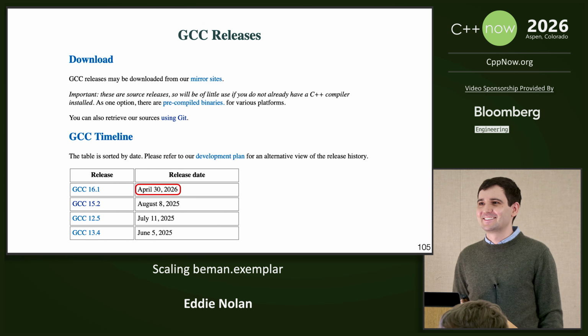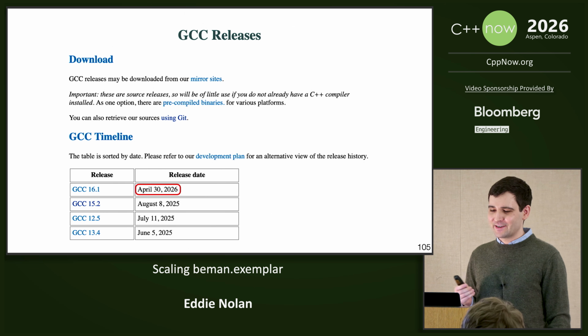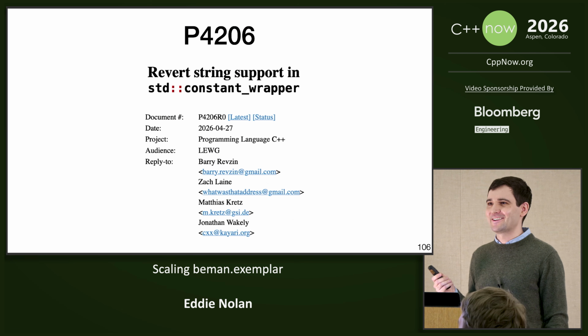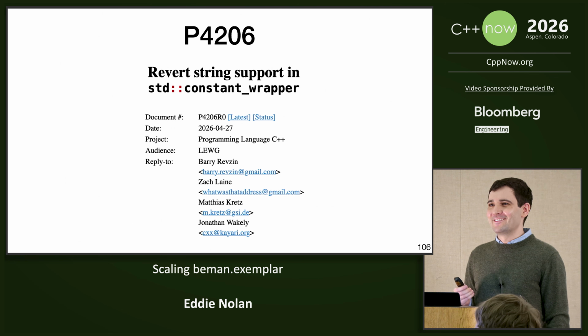If only the committee could decide that. And that's kind of a great story, but the story is over now. constant_wrapper is now in a shipping compiler and a shipping standard, so there's definitely no way that the committee is going to change its mind again and change the design of constant_wrapper in a way that breaks my library one more time.